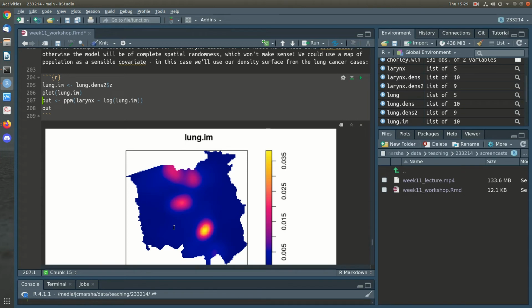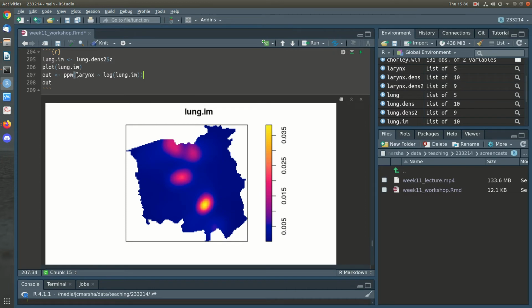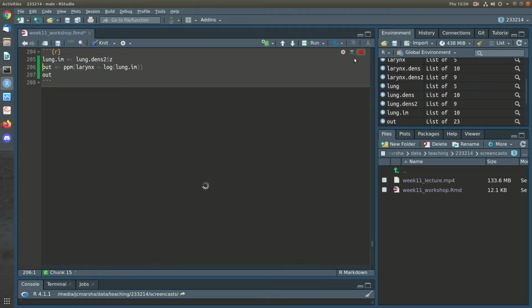Right, so there's the lung density, and we're going to model the distribution of larynx cases in terms of the log lung intensity. This is the model for the intensity of the larynx cases on the log scale, which is why we use the log there. Because we want the intensity of lung cases and the intensity of larynx cases to be on the same scale. So let's run that model.